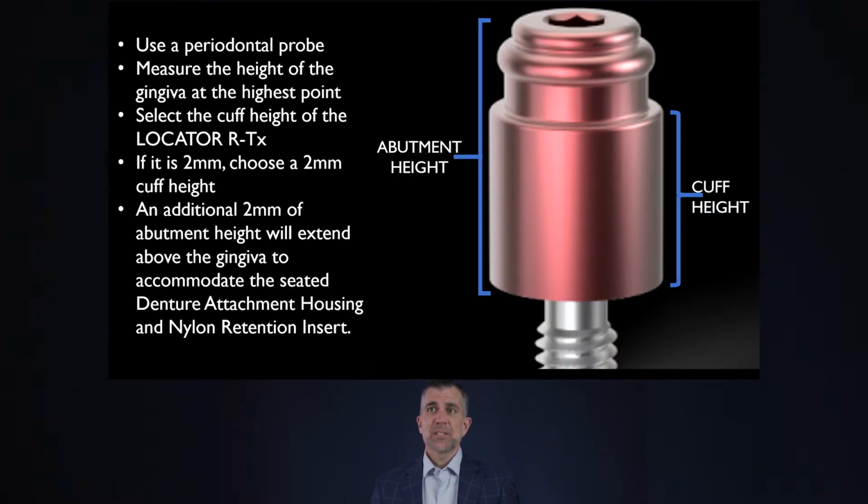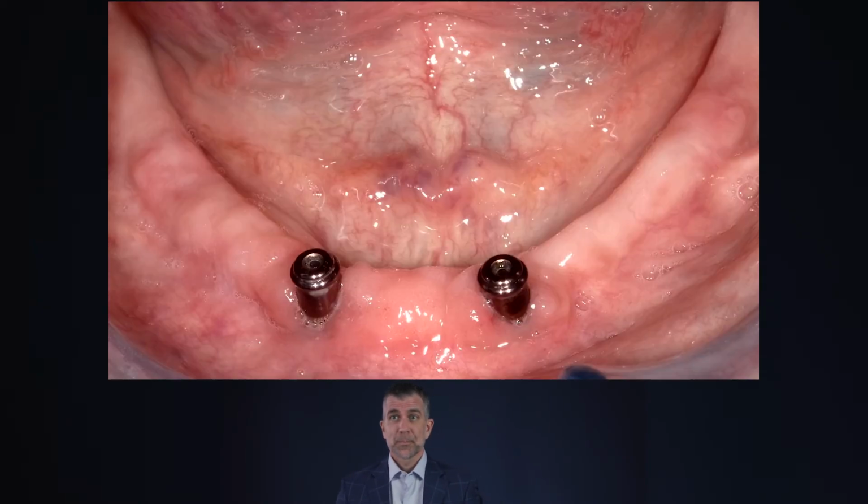At that point in time, we must select the appropriate locator abutment to fit to those implants. It's real simple to do. Remove the healing cap and use a periodontal probe. Measure the height from the abutment to implant interface to the highest point of the gingiva. If this is 2 millimeters, then you'll select a 2 millimeter cuff height abutment. If it's greater than that, then you'll select whatever the height is to the highest point of that gingival tissue. An additional 2 millimeters of the abutment will extend above the tissue at that point in time.